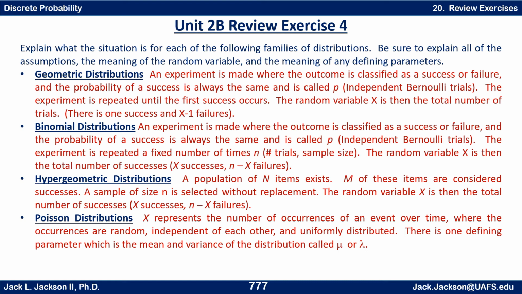And the random variable X is the other thing we don't know, the total number of successes. So you'll end up with X successes and n minus X failures. So notice that there are two defining parameters there, n and p: n, the sample size, and p, the probability of success each time.